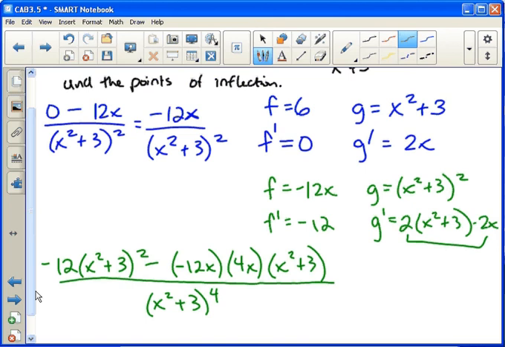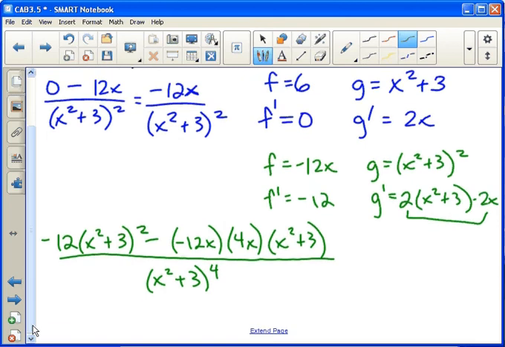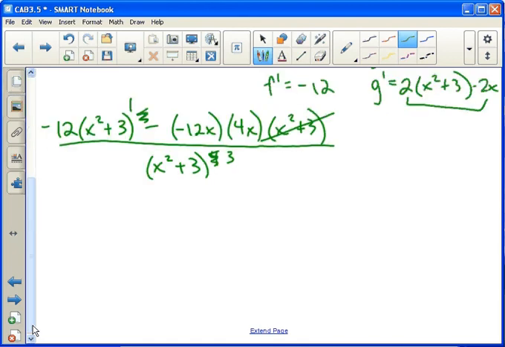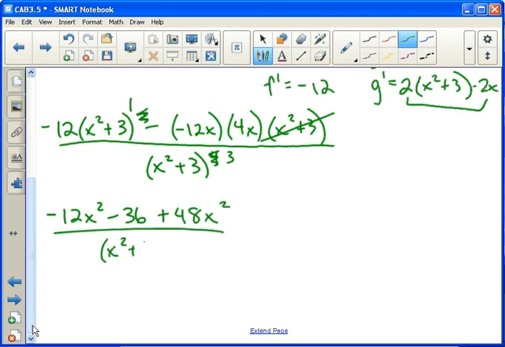Well, if you notice, all three pieces there, the two on top and the one on the bottom, have an x squared plus 3 in common. So I'm going to cross one out for each one. That one goes away completely. This one will now just have 1 left. This one will now have 3 left. So now I can simplify the top, negative 12 times x squared, negative 12 times 3, and then negative 12x times 4x with a negative out front makes positive 48x squared. And then combining our like terms on top, I get 36x squared minus 36. And then we pull 36 out front.